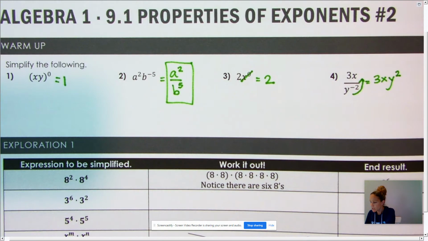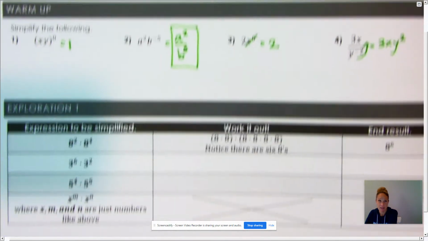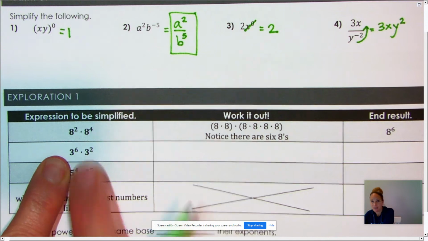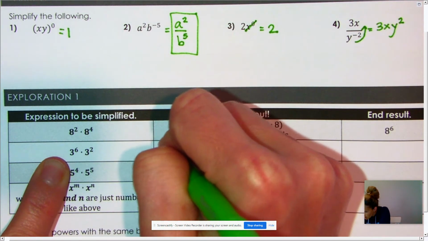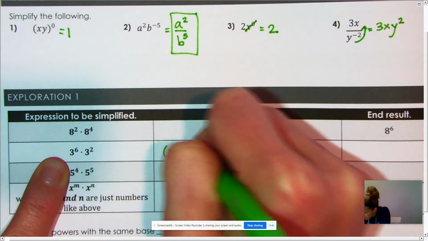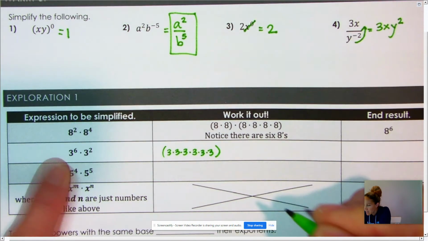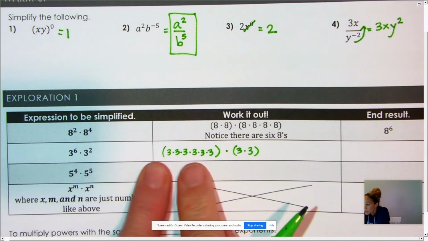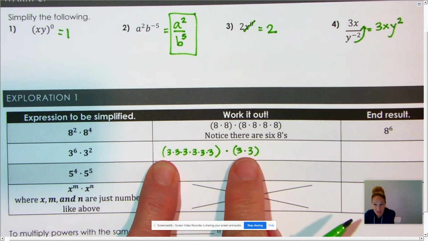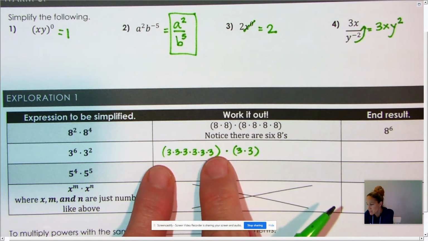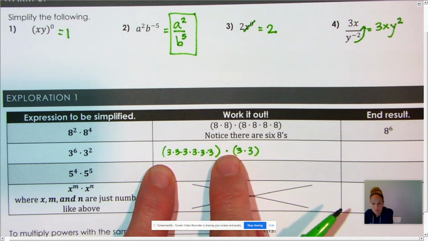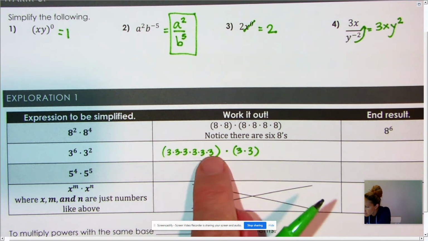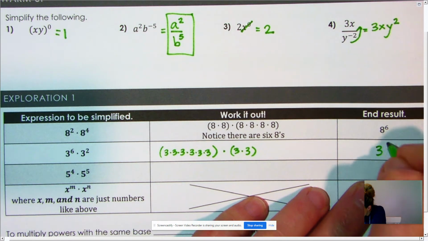All right, so here's your exploration for today, the first little bit of it. So think about what 3 to the 6 means. That means I've got 3 times 3 times 3 times 3 times 3 times 3. And then I'm multiplying it by 3 squared, which means that I've got 2 3's. And then we're going to say, well, how many 3's is that altogether that's being multiplied? Because these parentheses don't really matter. If everything's just being multiplied, then I'm going to count it up like 1, 2, 3, 4, 5, 6, 7, 8. So I'm going to write 3 to the 8.